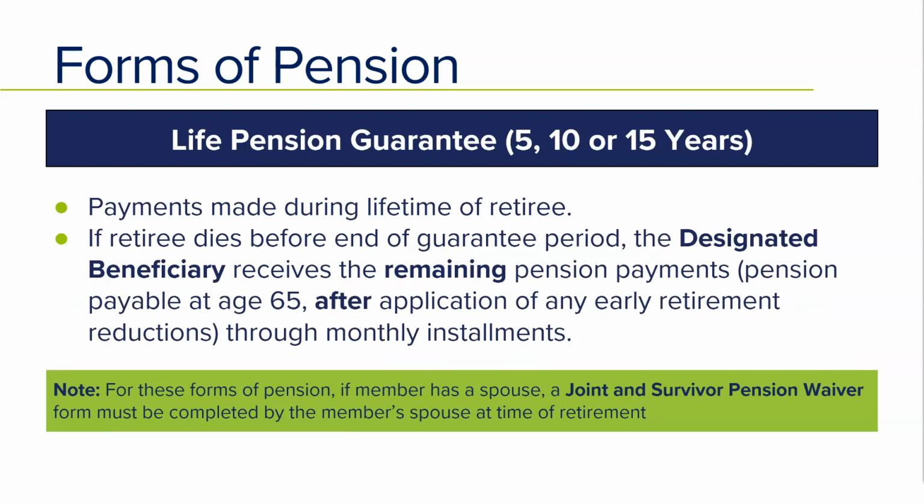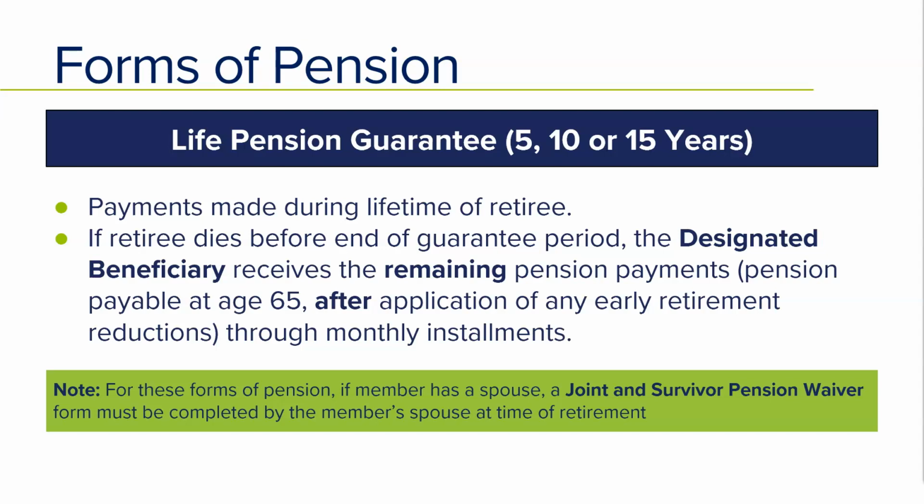Now if we take a look at the life pension guarantees, in this case you wouldn't have a spouse, or your spouse would sign that waiver form. You could appoint a beneficiary. Now the beneficiary could be anybody you would want, a brother, a sister, or a friend, etc. You can name whoever you would want as a beneficiary.